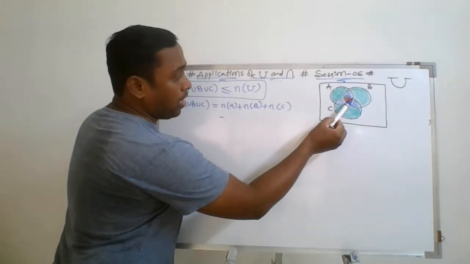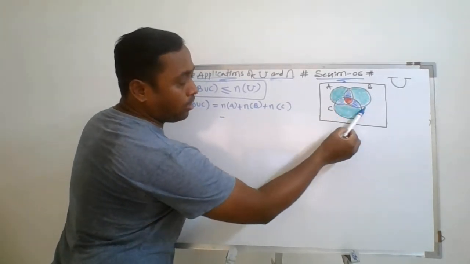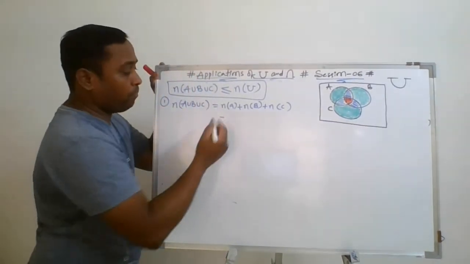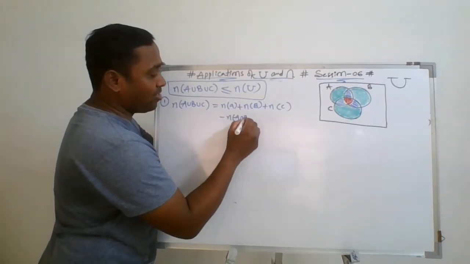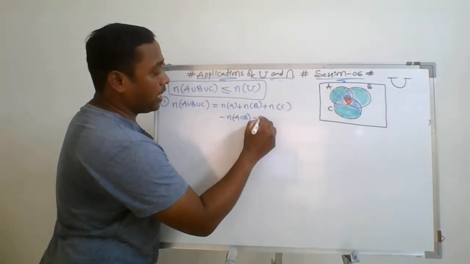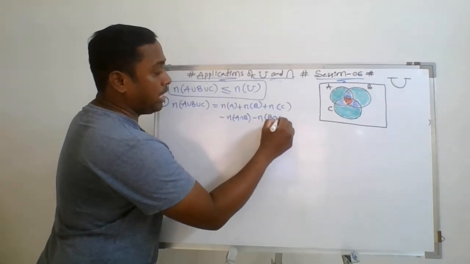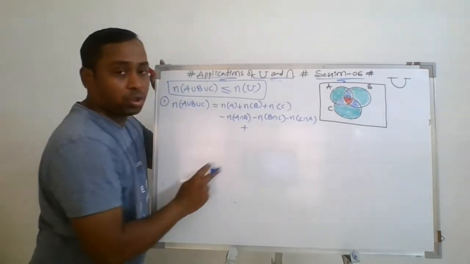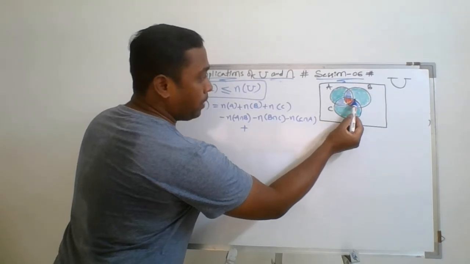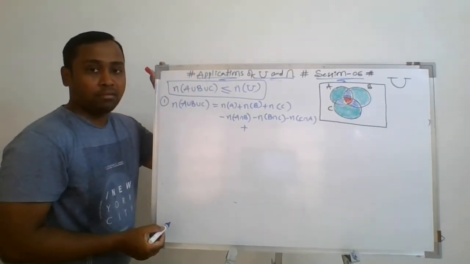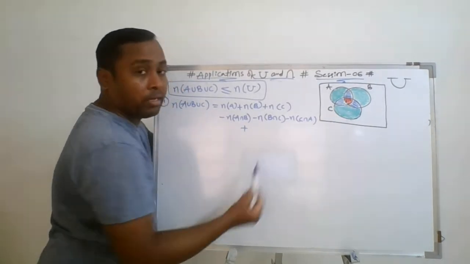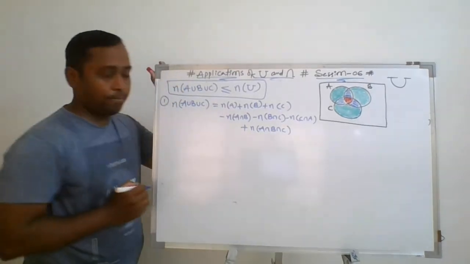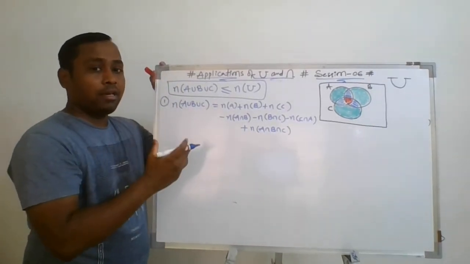Which portion? See, अगर मैं सर्कल A और सर्कल B को ऐड कर रहा हूं तो A इंटरसेक्शन B वाला पोर्शन रिपीट हो गया. I need to remove that. सो जो भी एक्स्ट्रा पार्ट हुआ वो हमें रिमूव करना है. A intersection B, B intersection C, C intersection A. While subtracting these portions, the middle portion is completely removed. Completely removed. But we need to count this middle portion. That's why we need to add the common area of all the three sets. So this is the concept behind this formula.